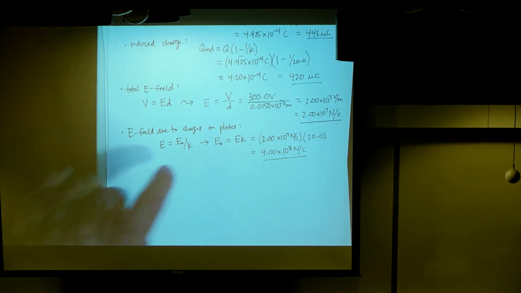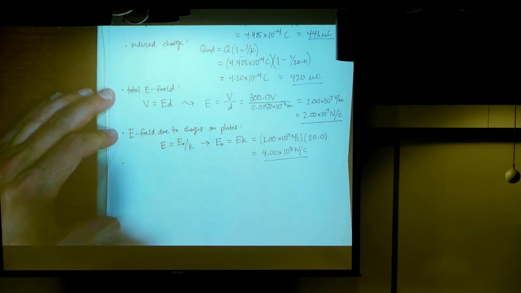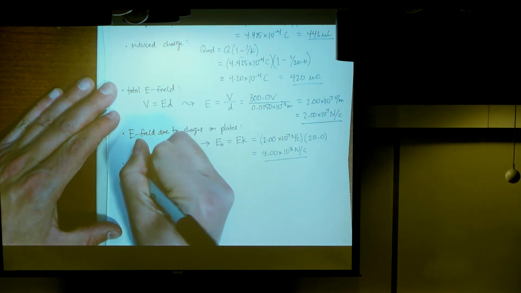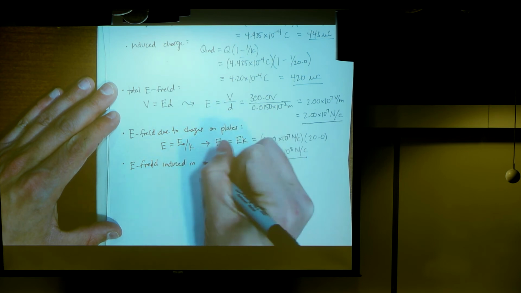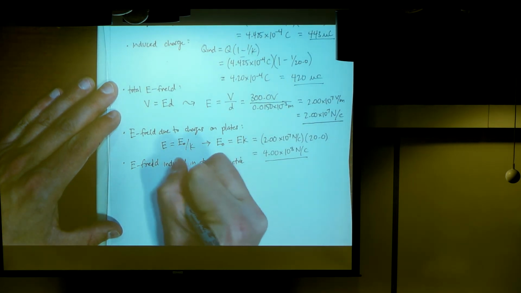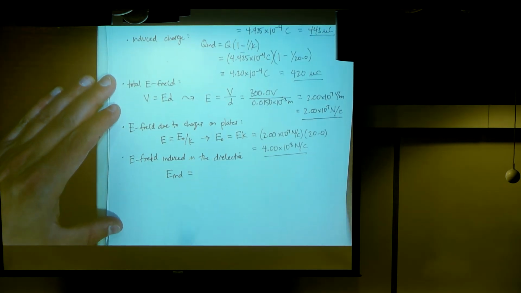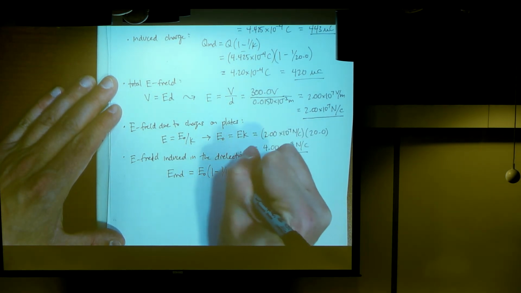Remember, we do expect that the total E field is less than the E field just due to the charges on the plates, because the E field due to the charges on the plates is counteracted by another E field, right? So it makes sense that these values shake out in that way. So the last thing we're going to calculate is the E field induced in the dielectric. So this is what we call E induced. And we worked out a formula for this as well, which is E naught times 1 minus 1 over K.